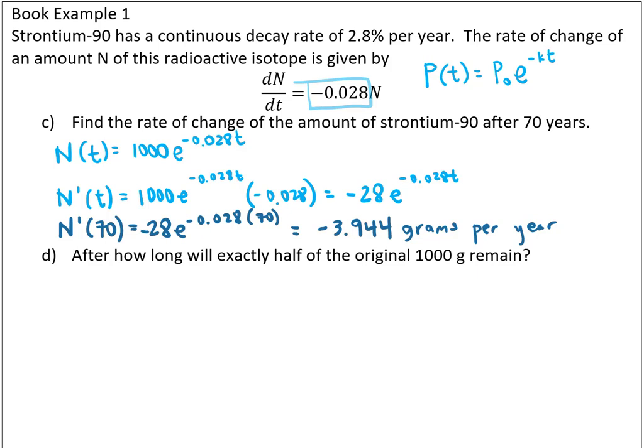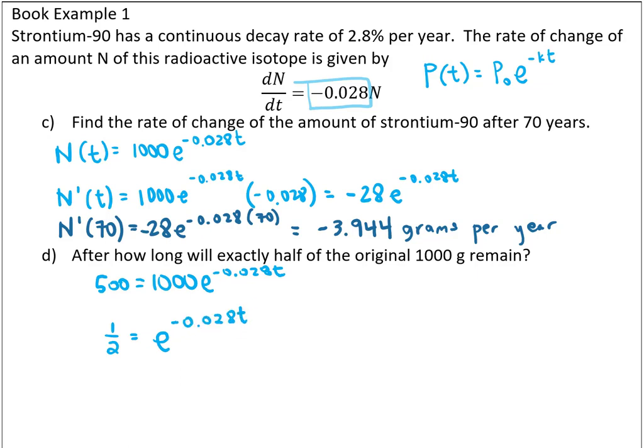Part D asks us, after how long will exactly half of the original 1000 grams remain? Well, if we start off with 1000 grams and we want exactly half, we're going to end up with 500 grams. So we can set this up, and we're going to be solving for t. For this equation, the first thing we want to do is divide both sides by 1000. You end up with 1/2 on this side, e to the negative 0.028t.